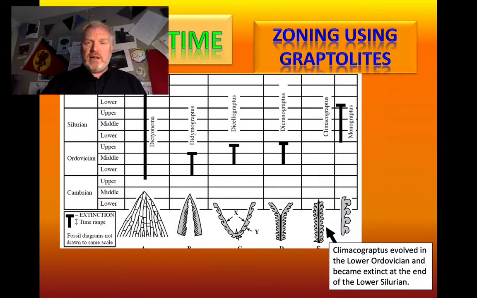This shows the time zones at which some of these different types of graptolites lived. Now, you don't need to know any of these species names, but you can see that they lived for a relatively short period of time. The bar represents where they existed. The cross part at the top, the T, represents the point of their extinction. Interestingly, like Nautilus with the ammonoids, one of the earliest forms, called Dictynemia, was also one of the last to become extinct.